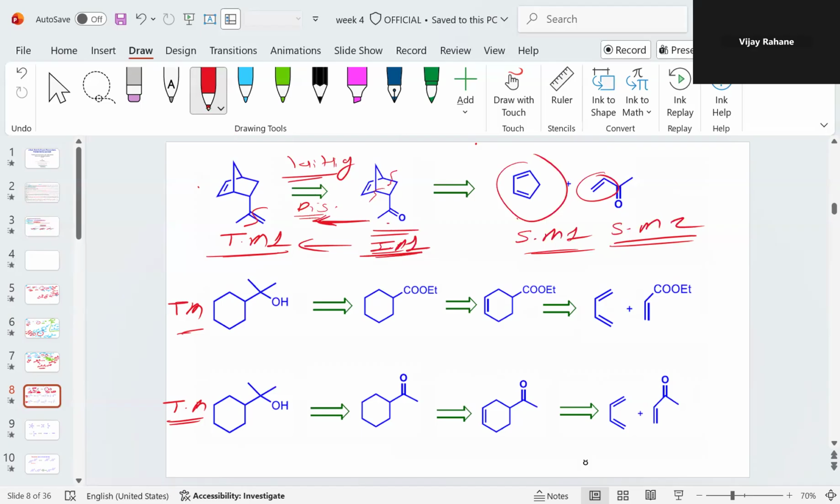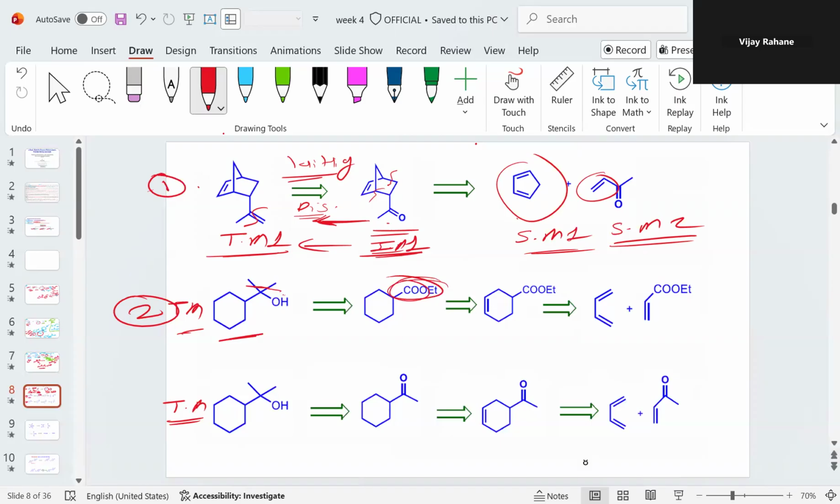Similarly, if you look at the second example, how can we get this molecule? If you look closely at this molecule, this 2-methyl group we can attach from the ester. So this entire 2-methyl and hydroxy part, we can achieve from the ester.